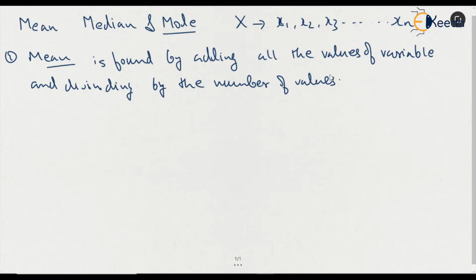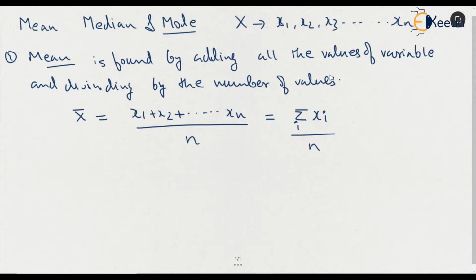So let's say we have n number of data. This mean x bar will be given as x1 plus x2 up to xn divided by n, which can also be written as sum of all x by n.